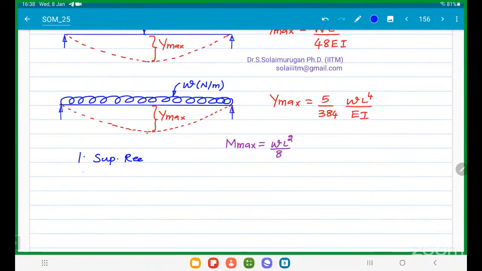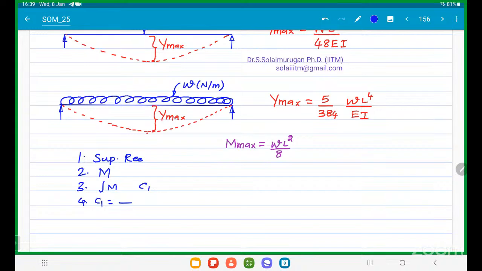Second step, bending moment equation. Third step, integrate M to get the slope equation. In the slope equation, one constant will be there. C means integration constant, C1. So how to calculate C1, sir? By substituting the boundary condition.